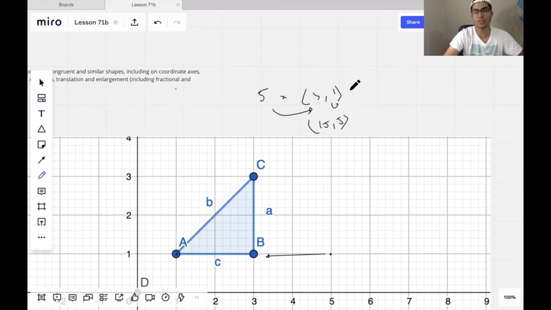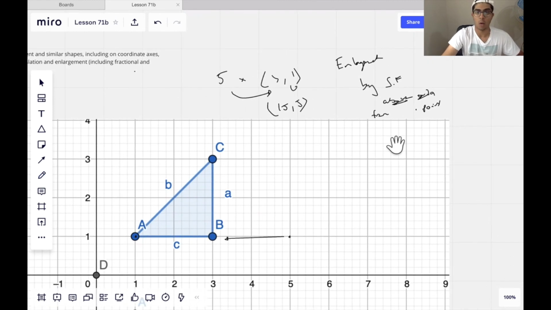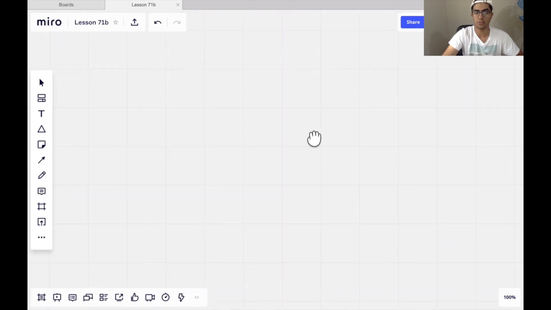And with enlargements, you have to say it's an enlargement by what scale factor and from which point. Not about, from is the word. So that's how you deal with transformations. I'll walk through some worked examples, for when we have to describe transformations instead of performing them.